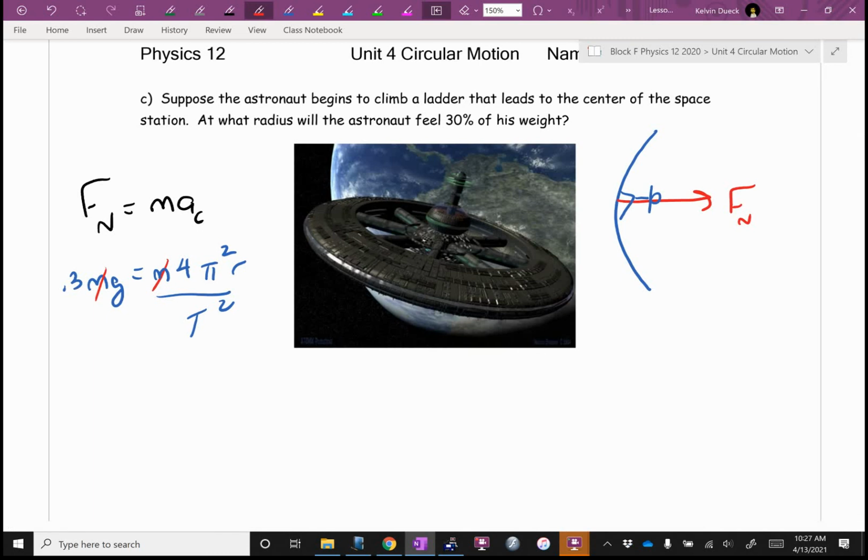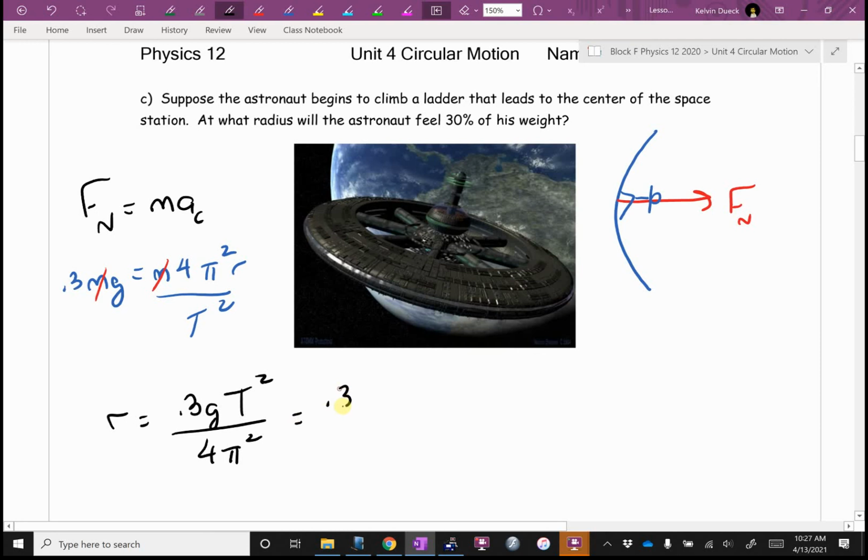Okay, how would I get the r by itself? How will I move the 4 pi squared over? Divide. How will I move the t squared over? So I think we're going to have the 0.3 g staying where it is, the t squared getting tacked on, divided by the 4 pi squared equals r. I'm going to put r equals here. Oh, and no need to square root this time.